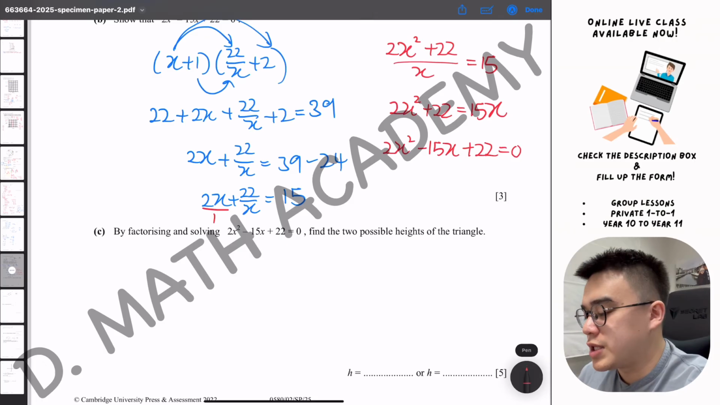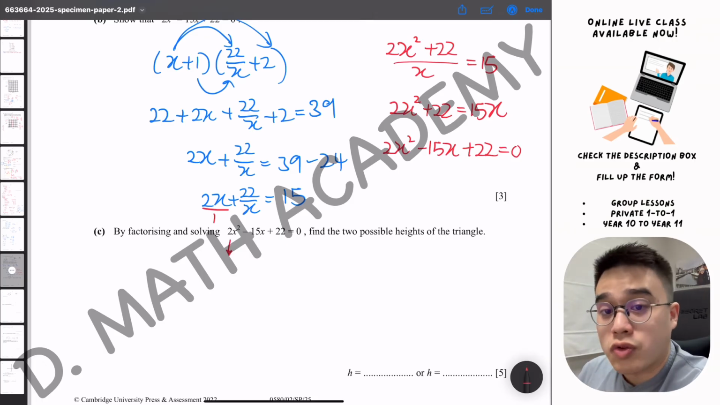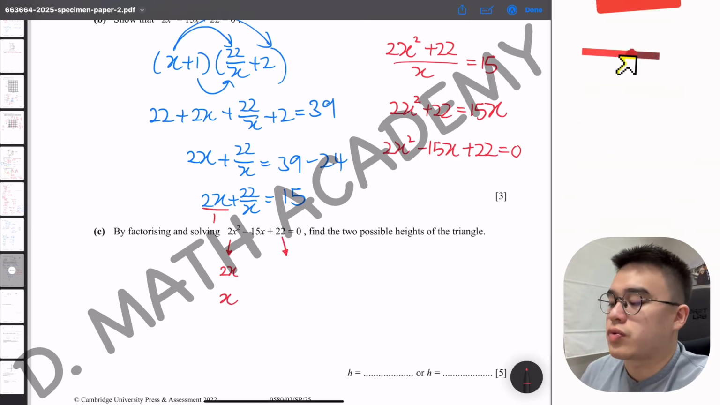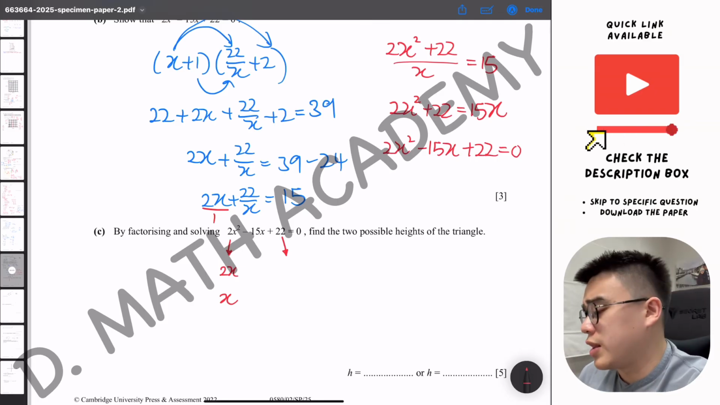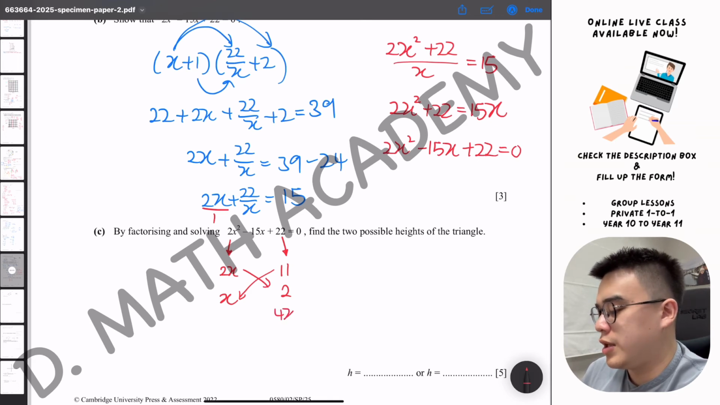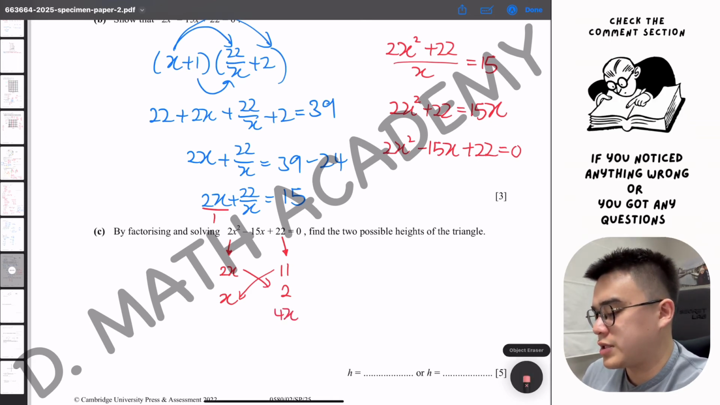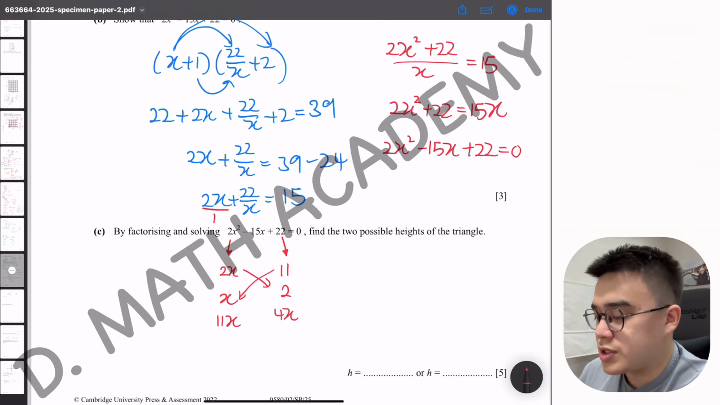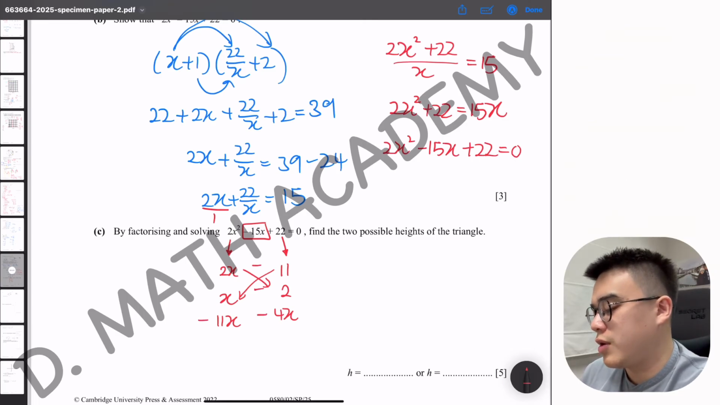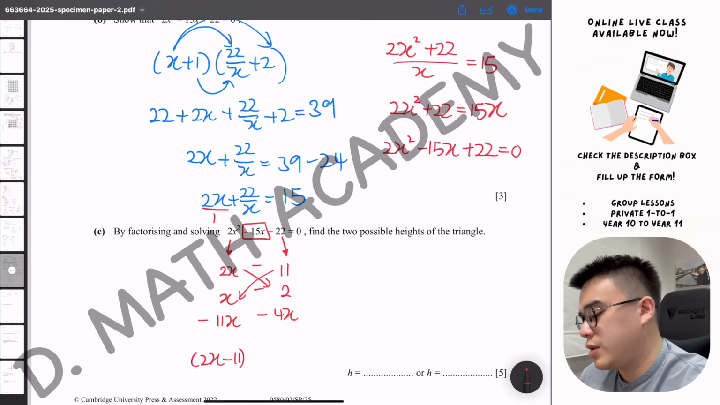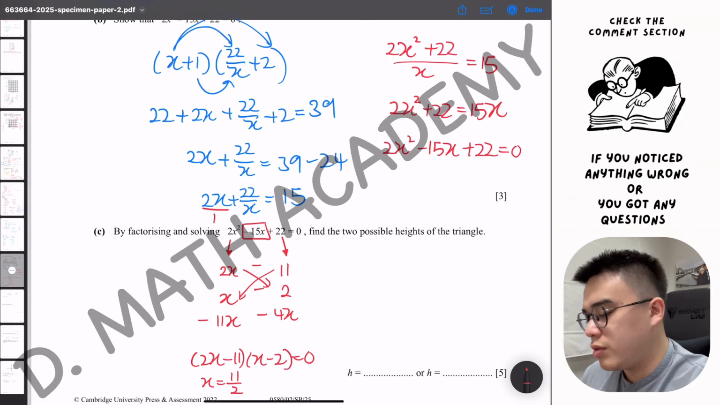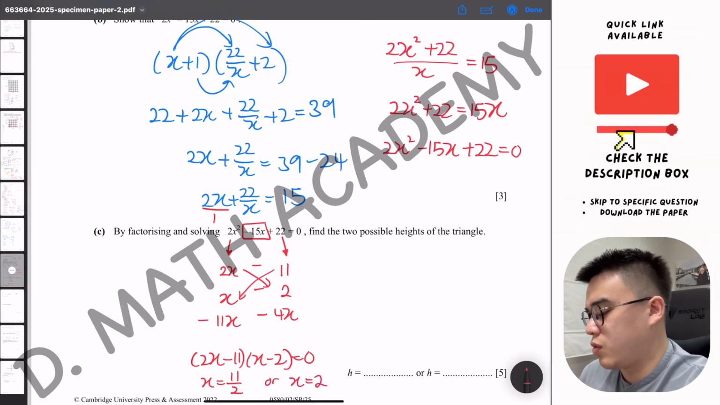So let me erase all this. You have to find out the combo that you can get to 2x squared. It was 2x times x. You also have to find out the combo that can get to 22. They are 11 and 2. From here, you're supposed to cross multiply them, leading to 4x and 11x. And the final answer for this question, they wanted it to be negative 15. So negative 11 and negative 4, making it 2x minus 11 and x minus 2. So x equals 11 over 2, or x equals 2.